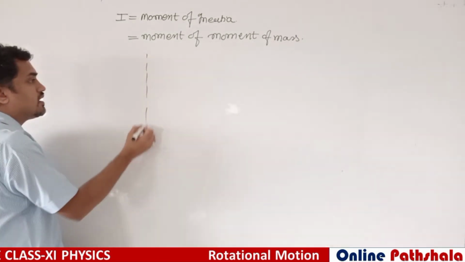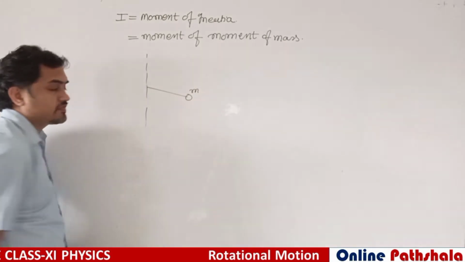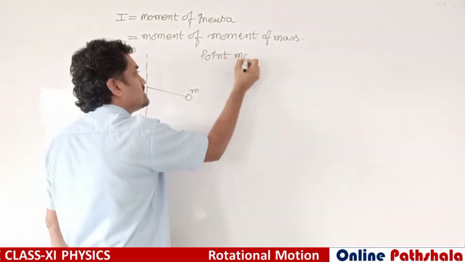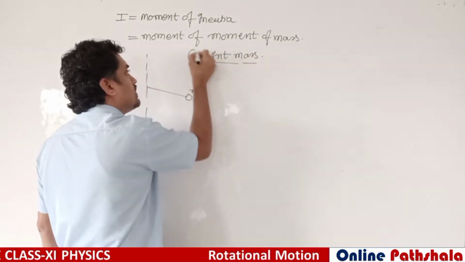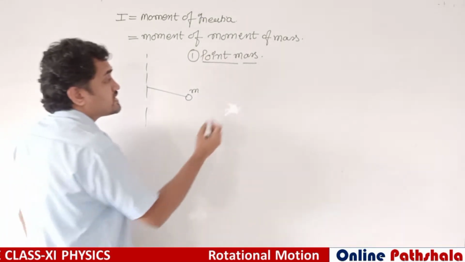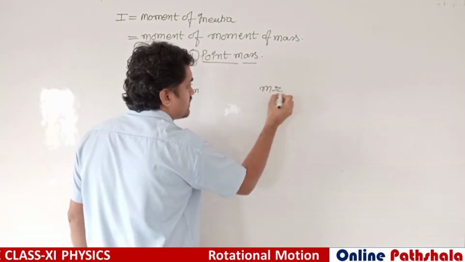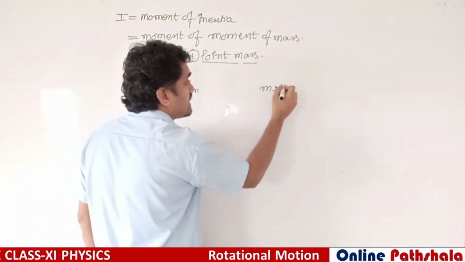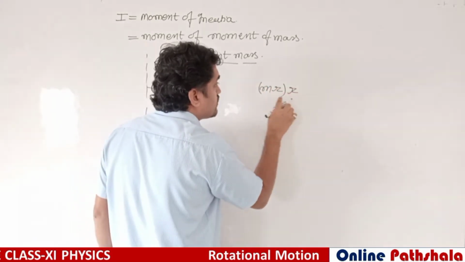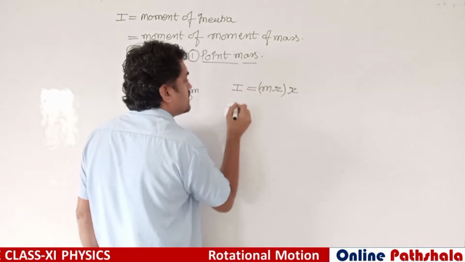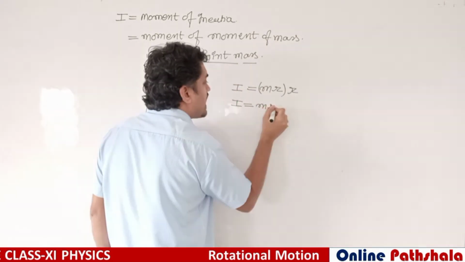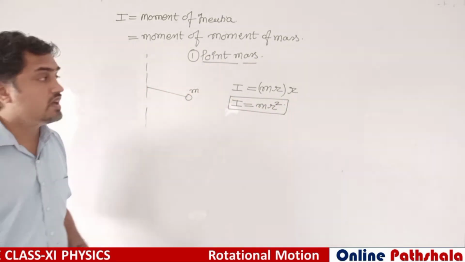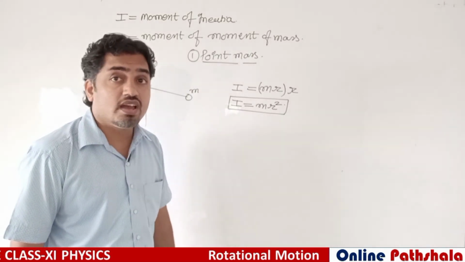So what is the meaning of moment of mass? Let us consider a body of mass m. First we are talking about the point mass, for the particle. What is moment of mass? It is m into r, mass into its perpendicular distance from the axis of rotation. Taking the moment of this moment of mass again gives us I. So for any point mass, for any particle, the moment of inertia is mr square.